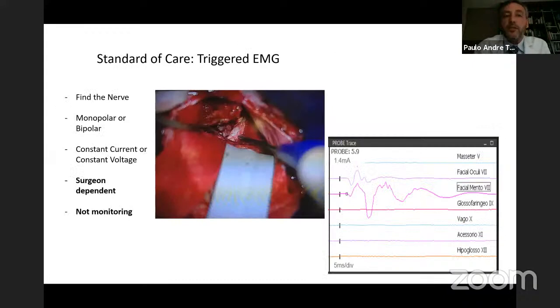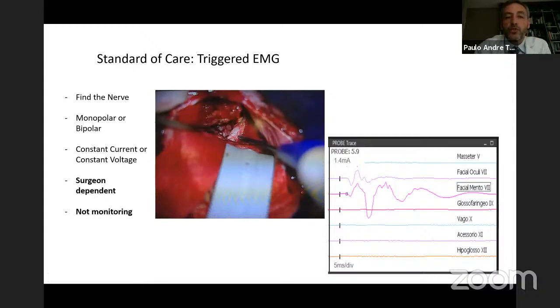Another technique that is considered the gold standard for facial nerve monitoring is used to localize the nerve. If you have some doubts about where the nerve is, you can stimulate with a monopolar probe or a bipolar probe at the structure you think is the nerve. And you can localize it, evoking a CMAP, a compound muscle action potential. We will see the distance according to the intensity of stimulation we are using. Here we are using 1.4 milliamps, so we are close to the nerve, and we have this potential. We use constant current and not constant voltage stimulation, but the technique is surgeon dependent.